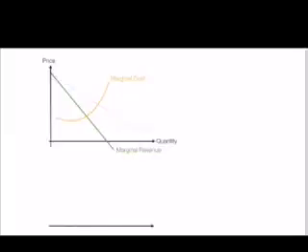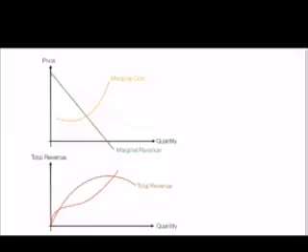The total revenue curve looks something like this. It's curving up and then down, and the total cost curve looks like this. And the monopolist will produce where the slope of the total revenue curve is equal to the slope of the total cost curve. In fact, I'm going to draw this a little bigger for you too, and that's the profit curve.